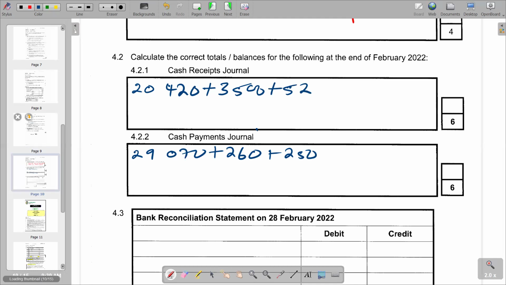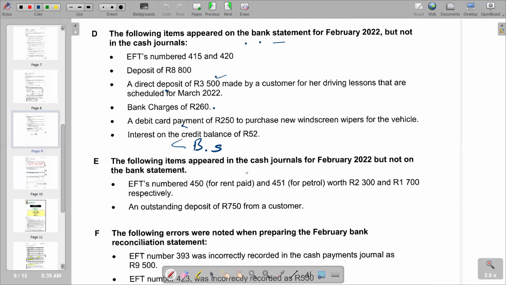And then we go to the next one, which is now the following items appeared in the cash journals for February 2022, but not on the bank statement. We see that these items are in the journals, but they are not on the bank statement. So what does it mean? It means these transactions are supposed to be adjusted on the bank reconciliation. So it's going to affect the bank reconciliation. So we are going to adjust it in the bank reconciliation. So we leave that one.